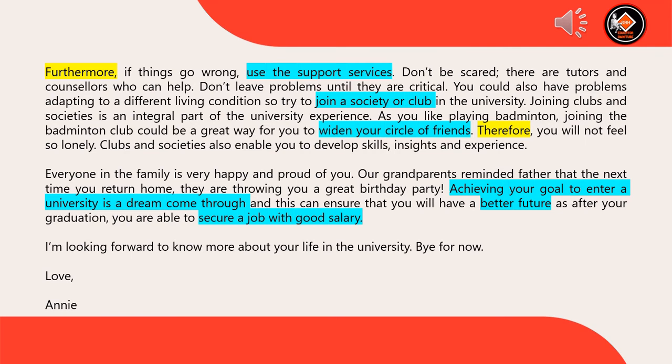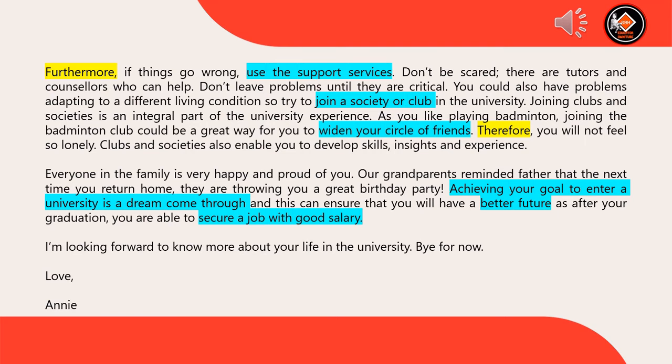You could also have problems adapting to different living conditions, so try to join a society or club in the university. Joining clubs and societies is an integral part of the university experience. As you like playing badminton, joining the badminton club could be a great way for you to widen your circle of friends. Therefore, you will not feel so lonely. Clubs and societies also enable you to develop skills, insights, and experience.